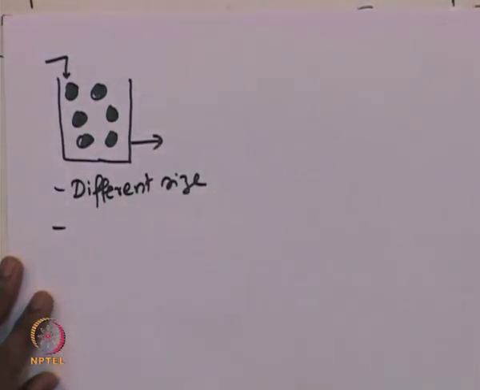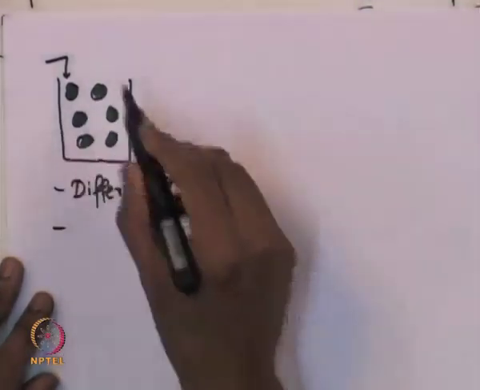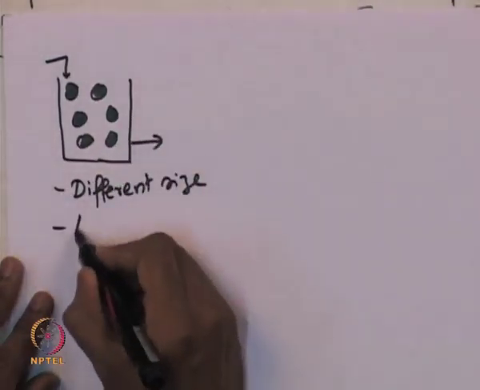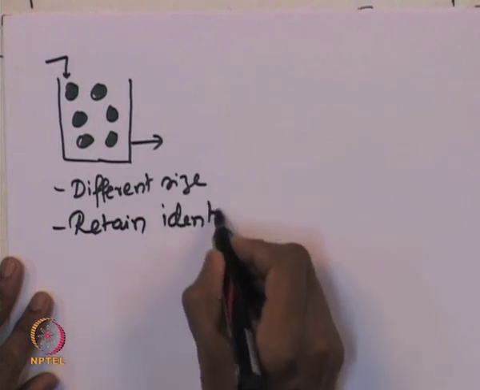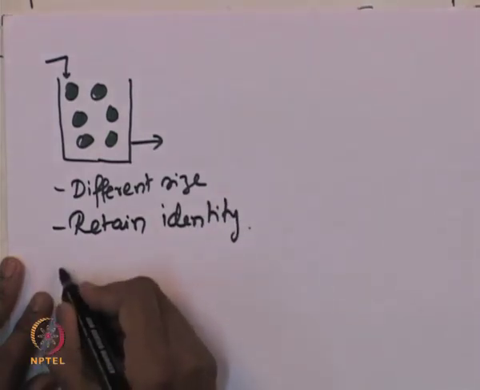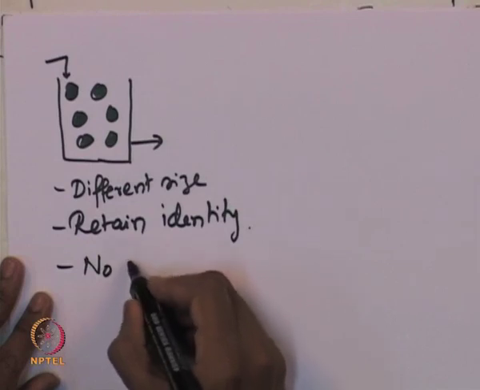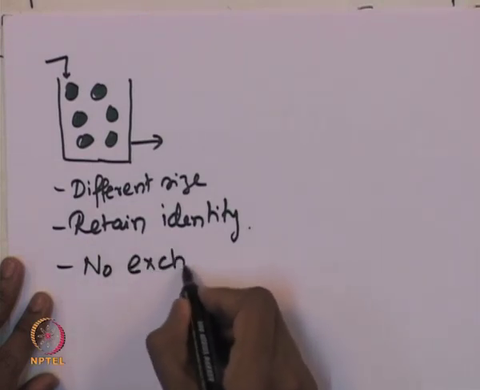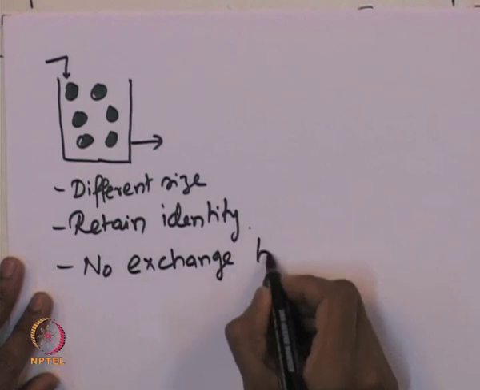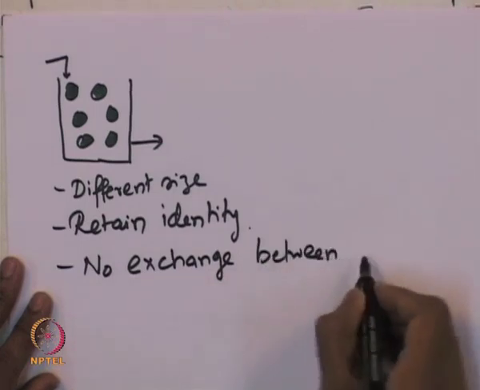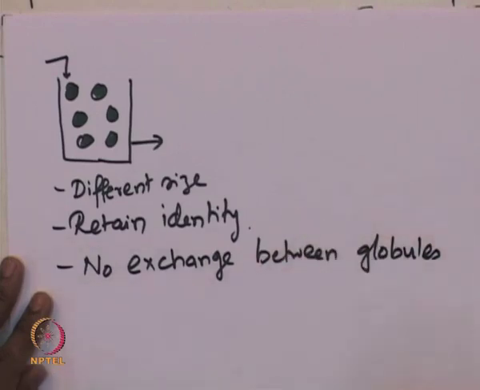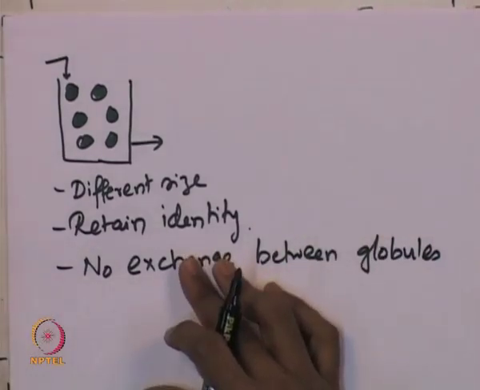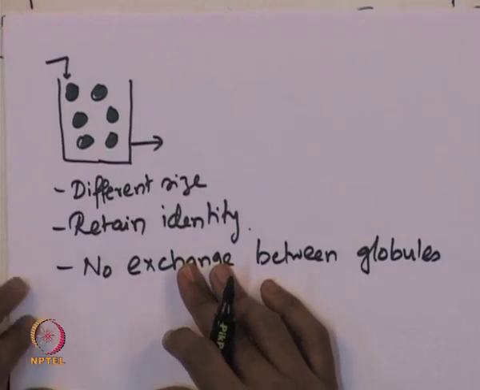More importantly, because they do not mix, each of these globules is going to retain its identity, and there is no exchange between globules. There is no exchange of molecules or matter between different globules, and each of these globules will continue to maintain its own identity.